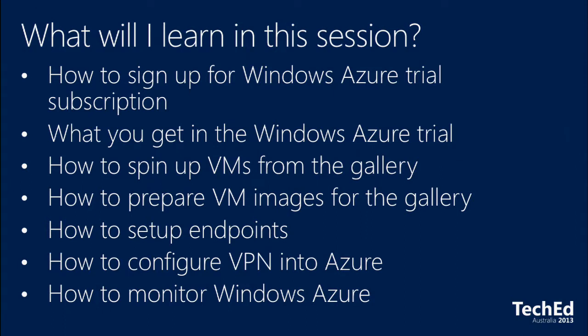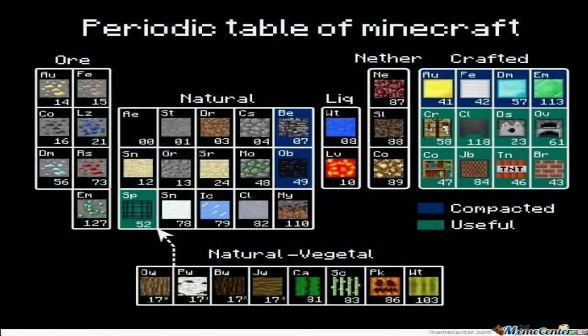You'll learn how to sign up. You'll learn what you'll get in your Windows Azure trial, how to spin up VMs from the gallery, how to create images in the gallery. So that's the other thing we're going to do. We're not only going to deploy Minecraft on Windows Azure, we're actually going to create a gallery VM so that at any time when you want to spin up a new Minecraft server, it's a matter of click, click, click, deploy. We'll talk about setting up endpoints, which allows traffic in from the internet. We'll also talk about configuring VPNs. And we'll look at a bit of monitoring so that you can ensure that you don't go over your monthly allocation with Windows Azure.